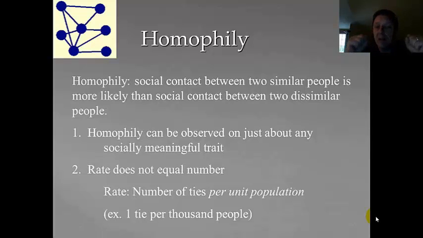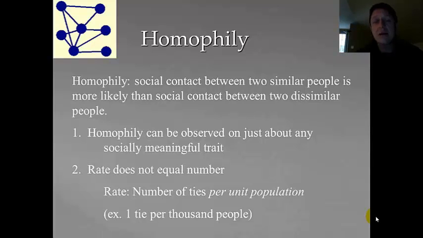This is a probability of 2 nodes. As we'll see when we take a look at the entire network, sometimes we see something different. But let's stick with the definition there. Homophily can be observed on just about any socially meaningful trait. Not toenail length. Not whether our belly button is an innie or an outie. These are things that we don't notice. These are things that we don't use to make distinctions in our society.